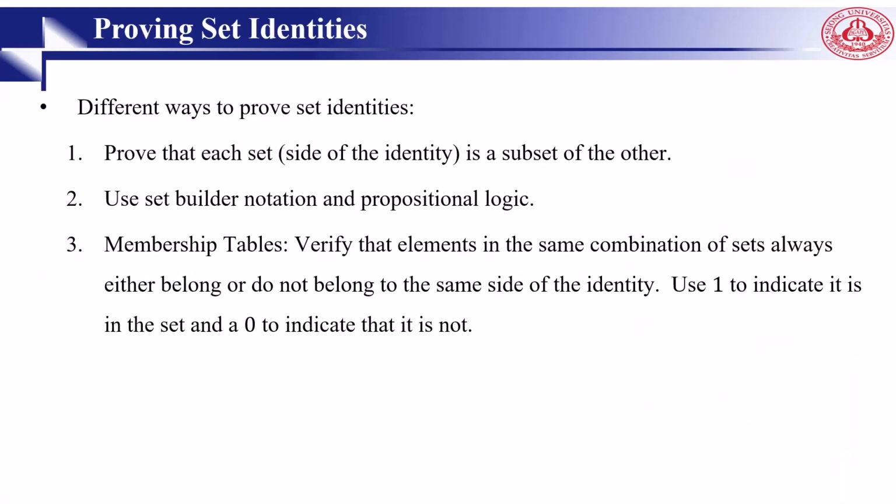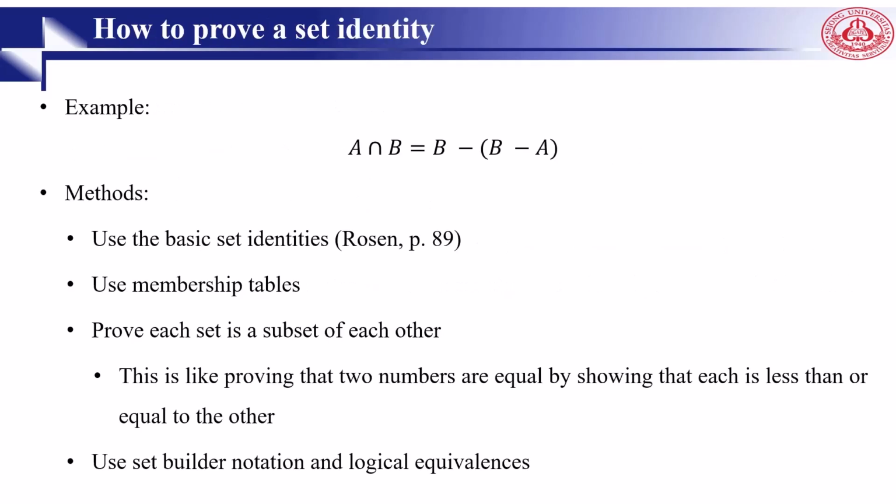So we have different ways to prove set identities. We can use proofs where each side of the identity is a subset of the other. We can use set builder notation and propositional logic, and also we can use membership tables. We will see many examples. Here is one example. A intersection B equals B minus A. So we want to prove this one. We can do it using different methods like set identities, membership tables, and other things.